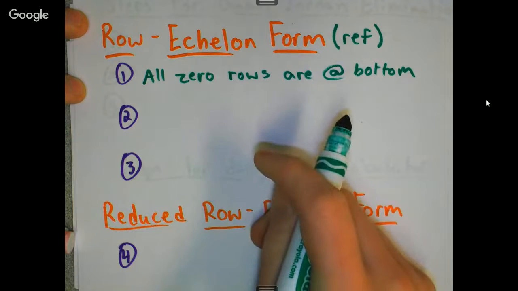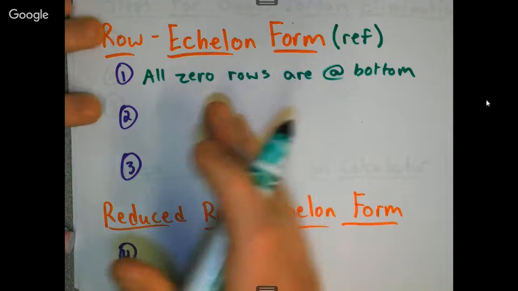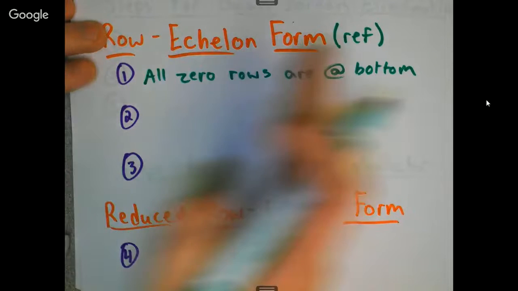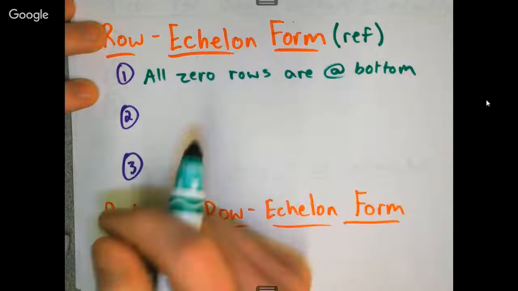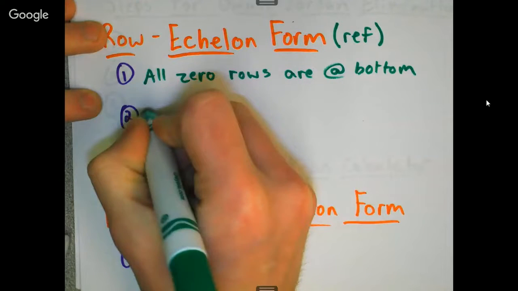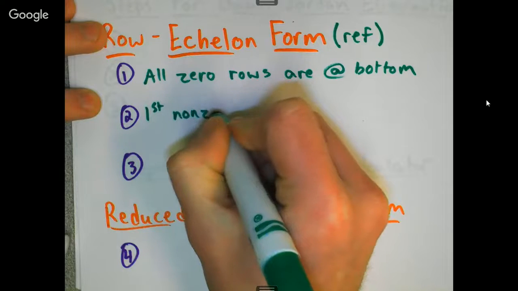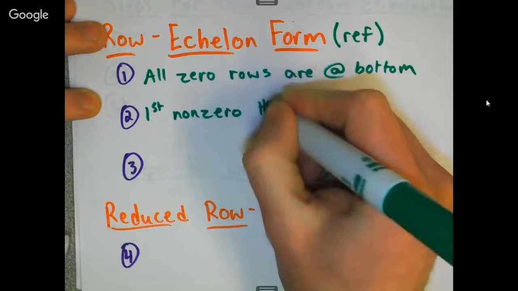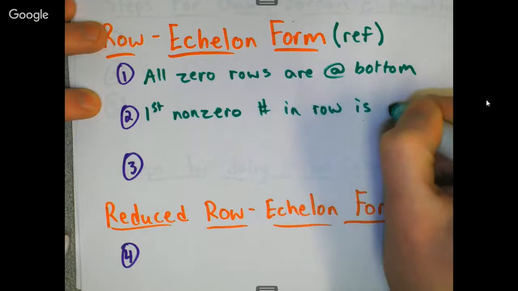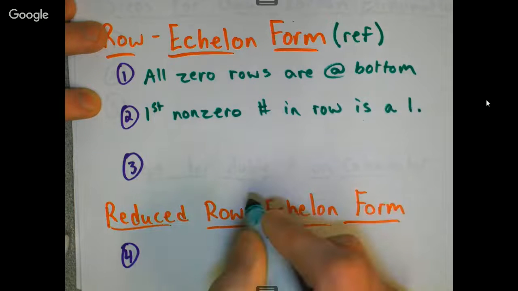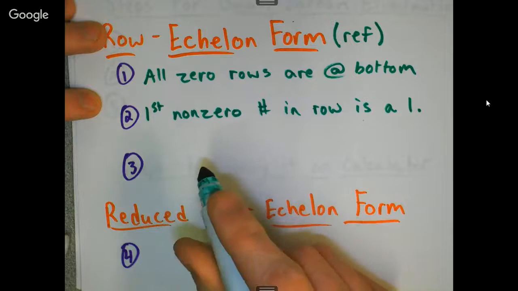Okay. The next thing is each non-zero row starts with a 1. Okay, so if you read it from left to right, you can have zeros up to your first number, and then that has to be a 1. So first non-zero number in a row is a 1. Okay, and the third thing is the leading ones go from top left to bottom right.